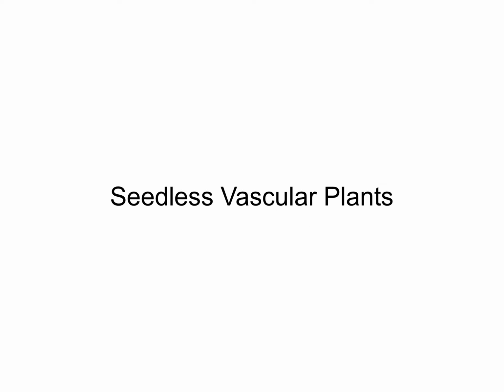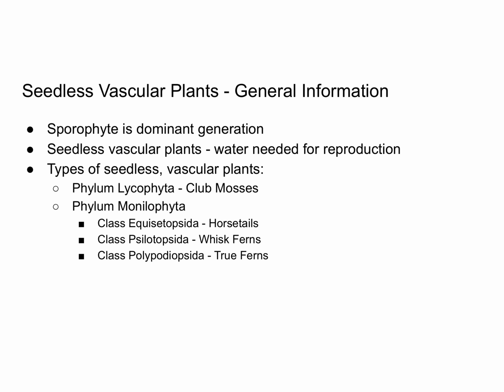In this video, we're going to talk about seedless vascular plants. So let's talk about some general characteristics of seedless vascular plants. So first of all, the sporophyte part of the alternation of generations is going to be the more dominant part of the life cycle. And by dominant, we just mean the more noticeable, the more conspicuous.